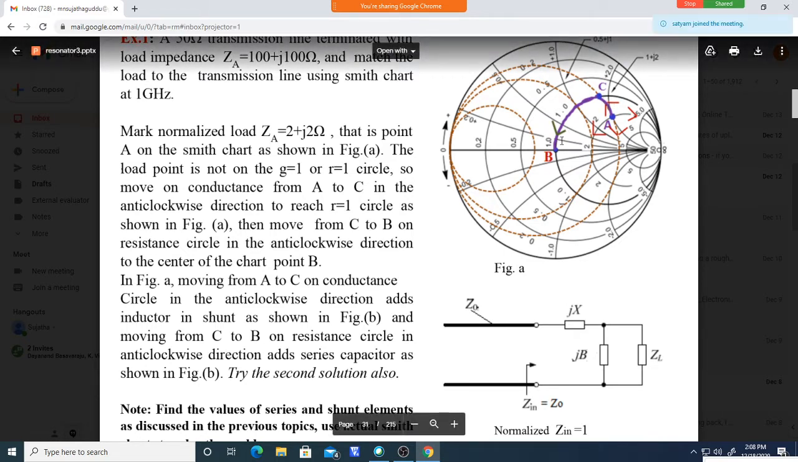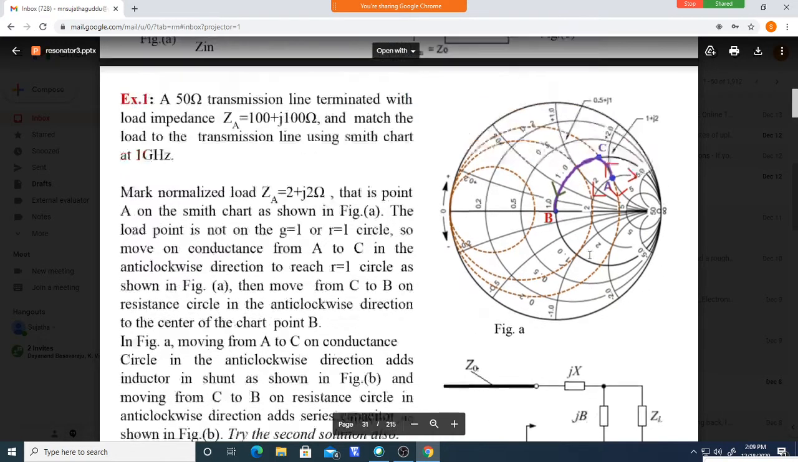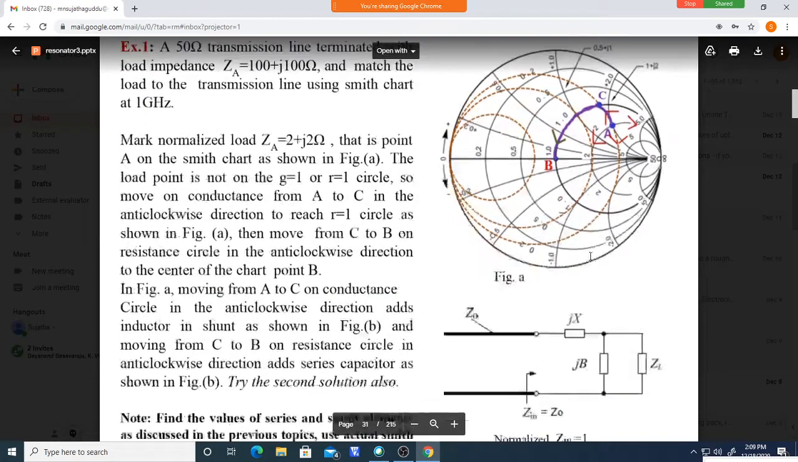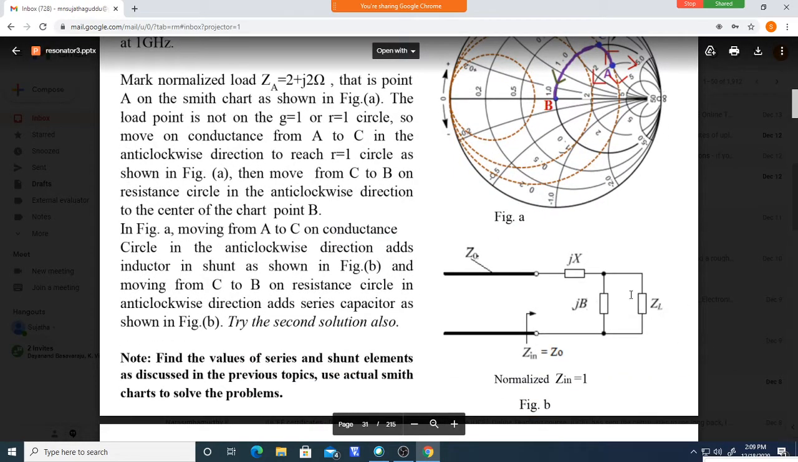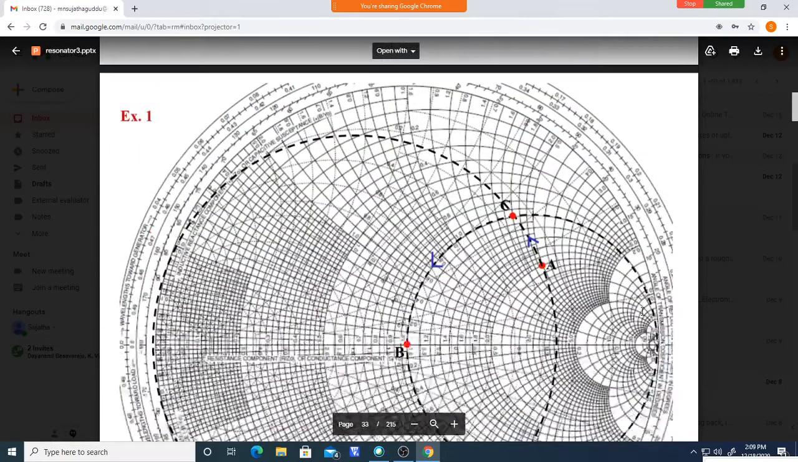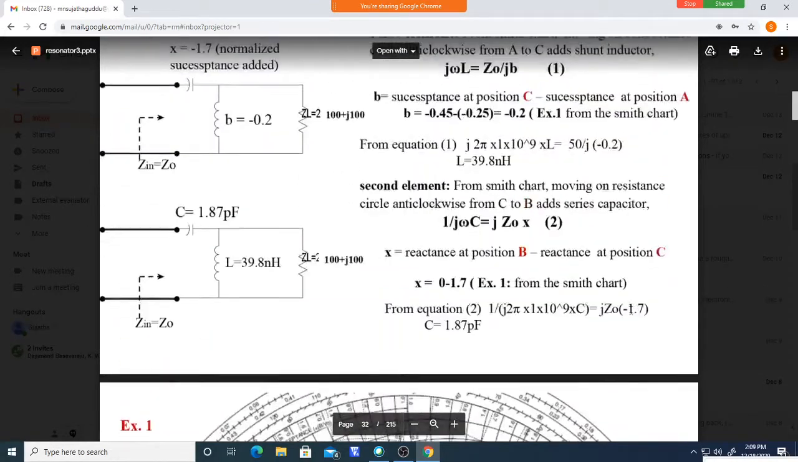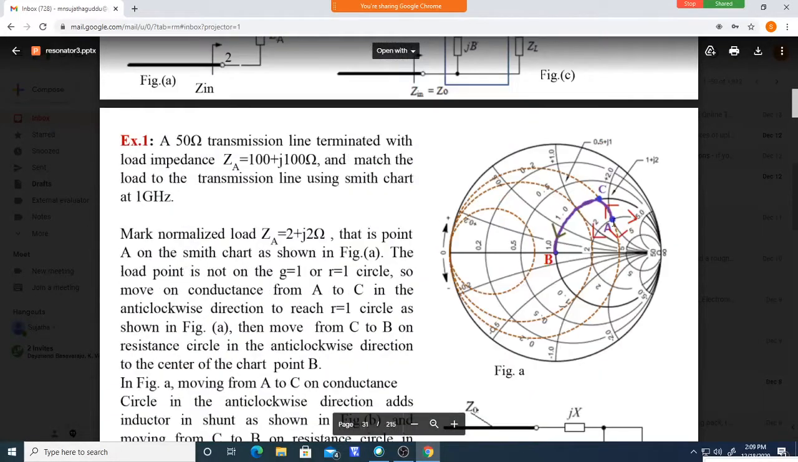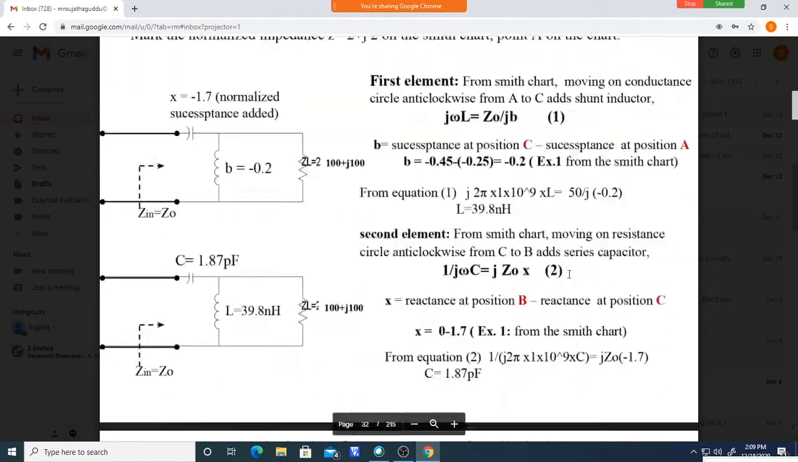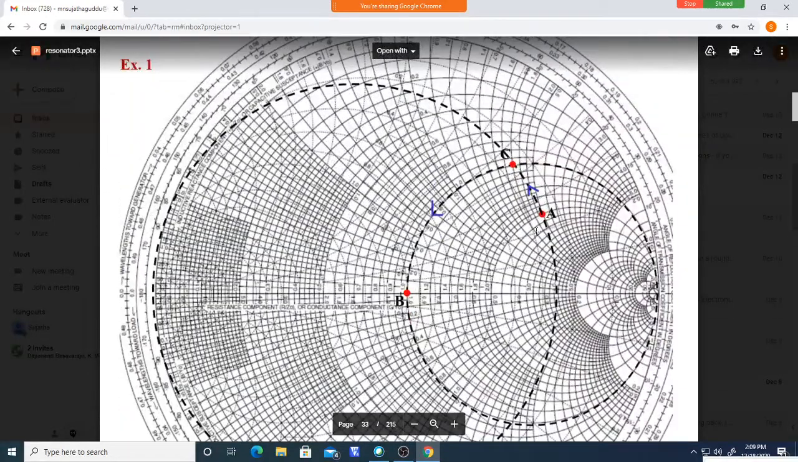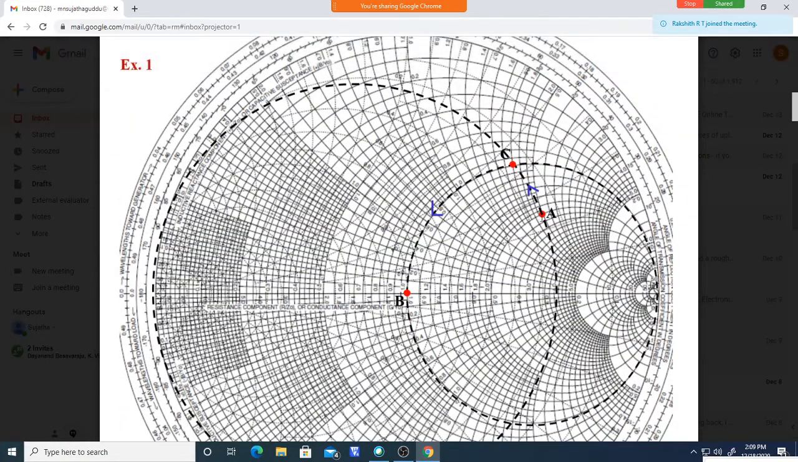Based on the load ZL, you have to move over the Smith chart. So to do the impedance matching, first we have to mark the load ZL on the Smith chart. Okay, this is here. This is the load point. See, this is the load marked on the Smith chart. That is a normalized impedance of 2 plus 2j.